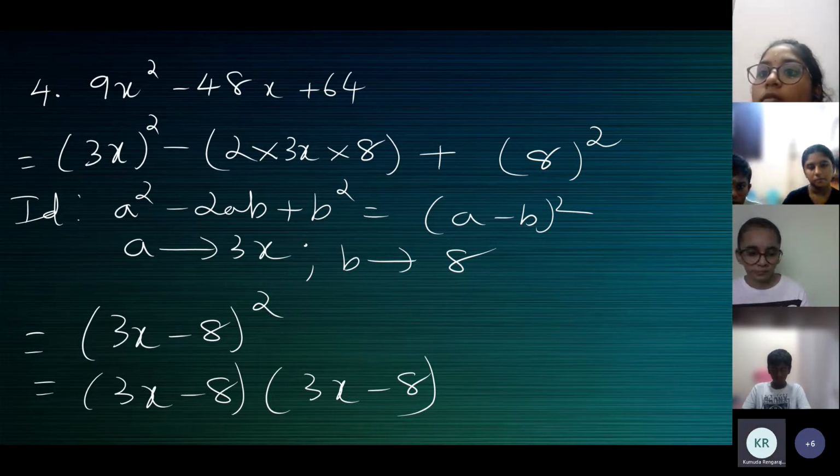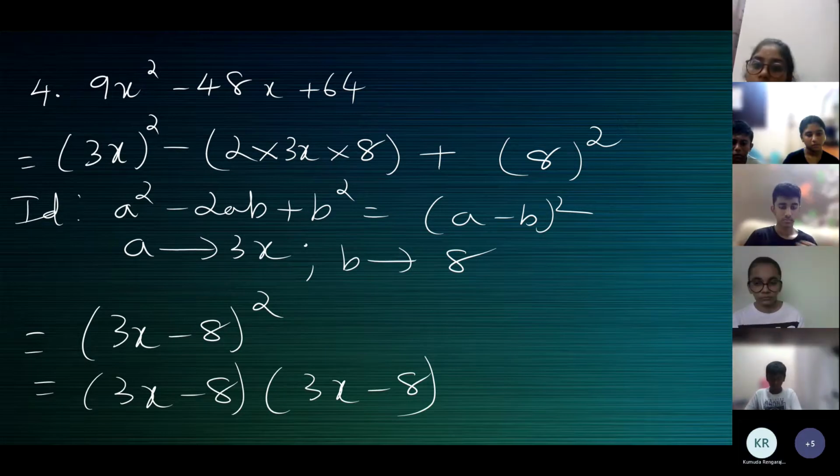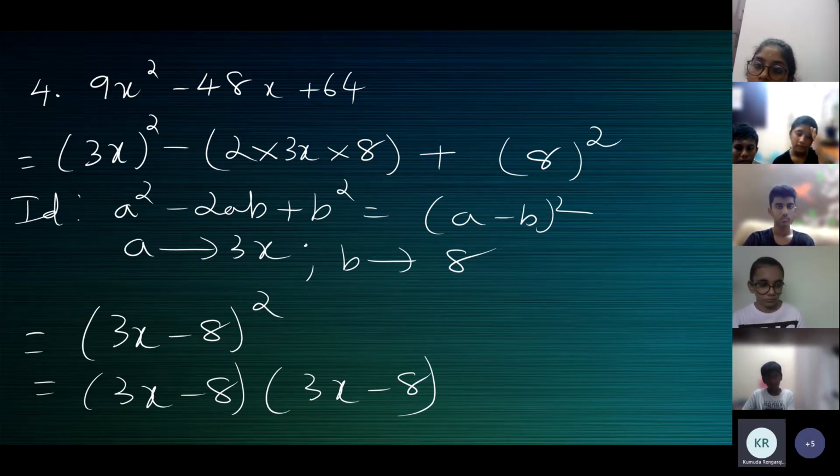Sometimes you will have the a square and b square term, but the 2ab term will not match. Now here it is 48x. Supposing it was some 56x, the 2ab term does not match, then you cannot use the identity. Don't think you're wrong.